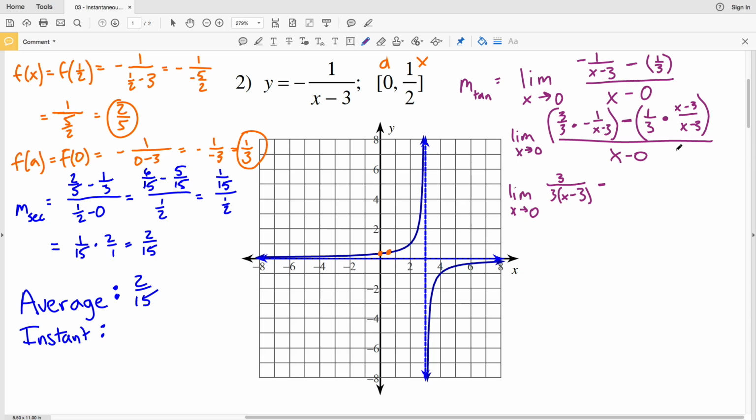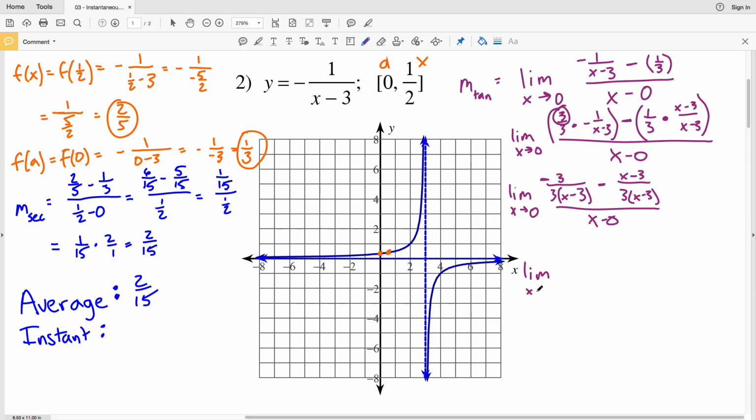And I'll be subtracting (x minus 3) over 3 times (x minus 3). And again, this is all over x minus 0. So now I can combine my numerators within my numerator. And quickly, this 3 over 3 times (x minus 3), I forgot my negative. So make sure we have that in because 3 times negative 1 is negative 3. So now that I've got that numerator correct, I'll go ahead and simplify.